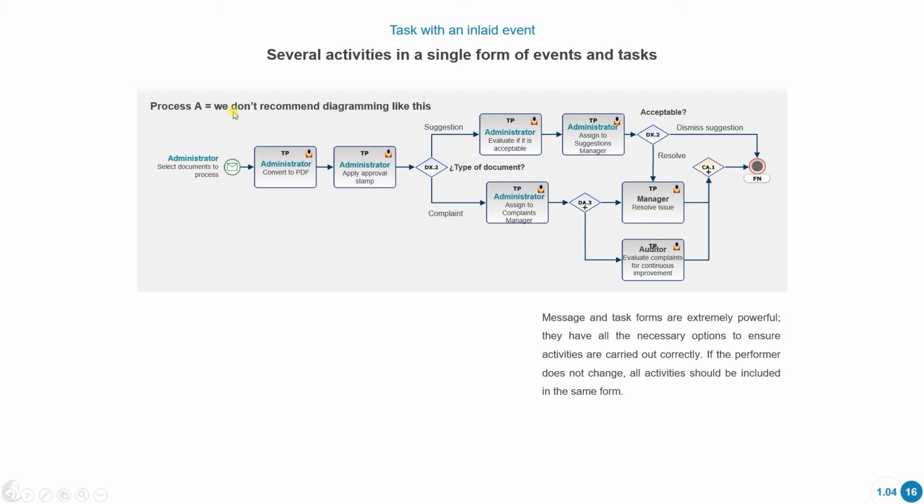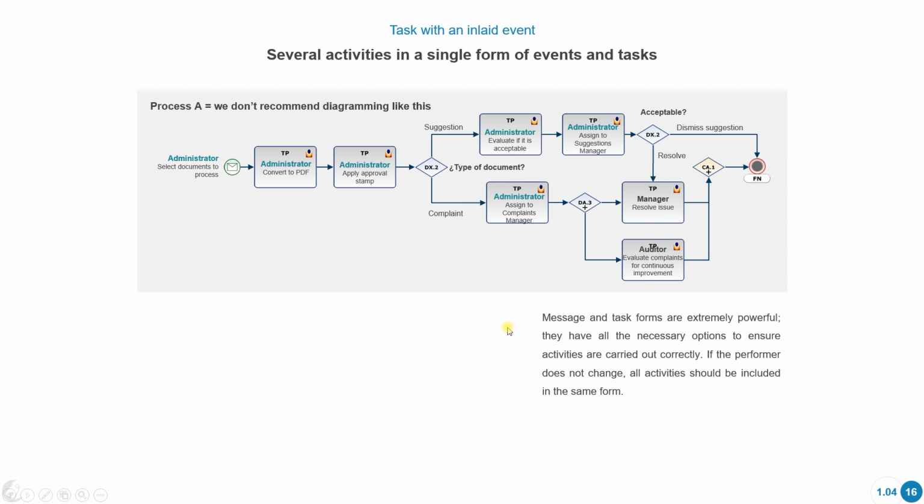It says process A. We don't recommend diagramming like this. This is just an example. So it says the administrator selects a document to process, then the administrator has to convert it to PDF, then the administrator has to apply an approval stamp. After that, maybe, if it's a complaint, he has to assign it to a complaints manager. If it's a suggestion, he has to evaluate if it's acceptable. If it is acceptable, he has to assign it to a suggestions manager and so on. Okay, so this would be an example of a process.